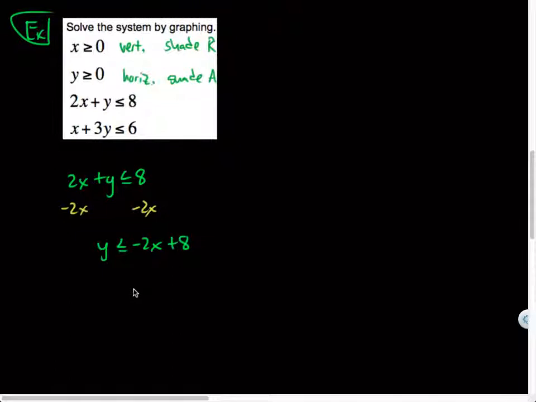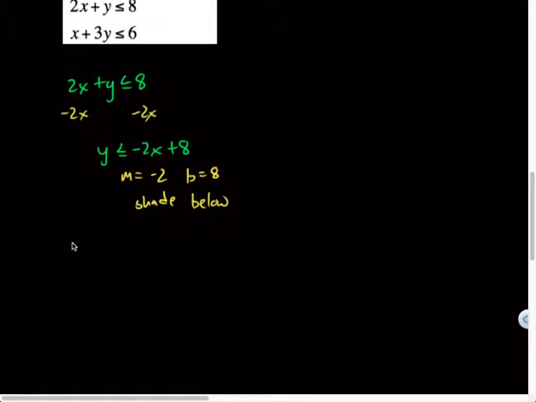All right. So let's see. Information I can gather about this: the slope is negative 2. The y-intercept is 8. It's shaded above or below. Which way? Below, because it is a less than sign and it's a y relationship. Also all of these lines I realize are solid lines because they all have the equal to portion for the inequality there.